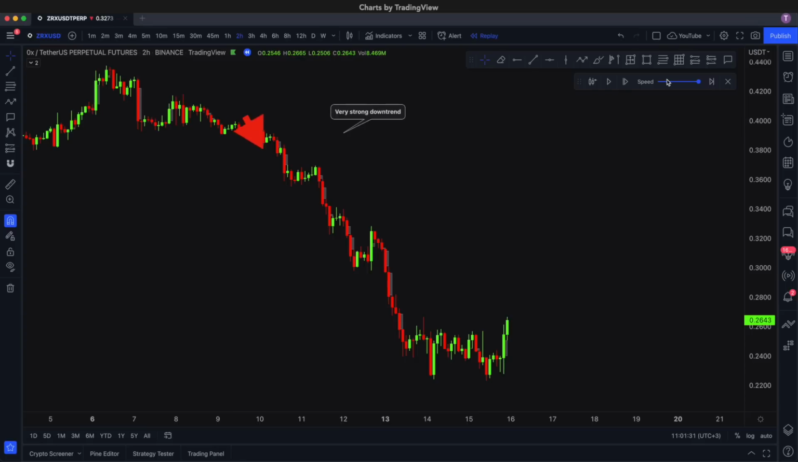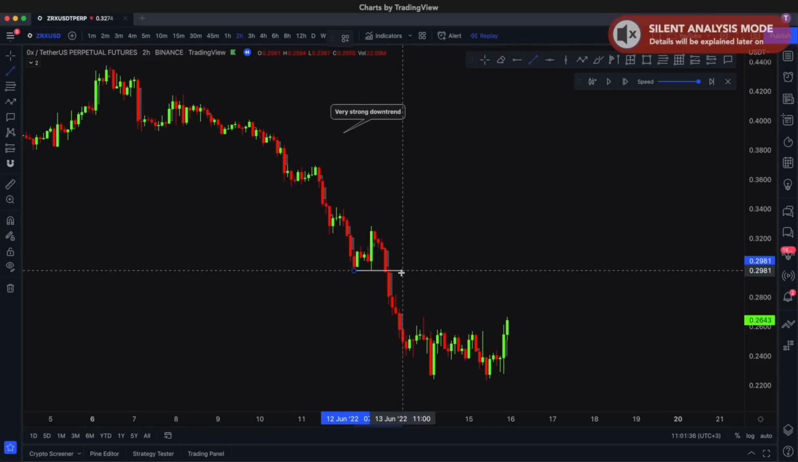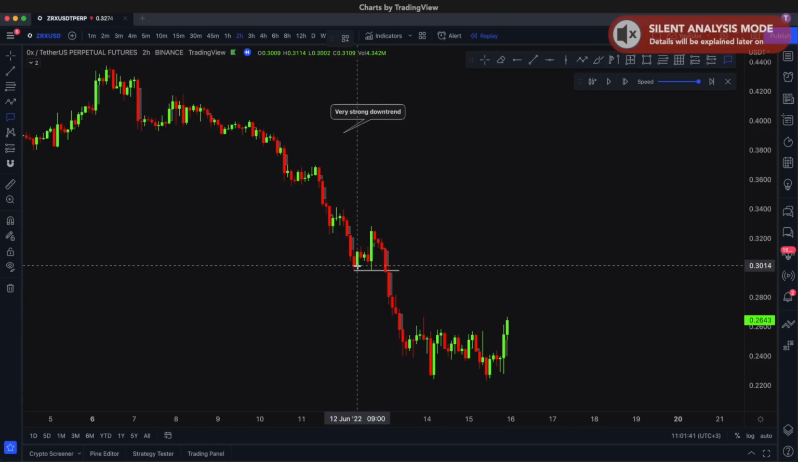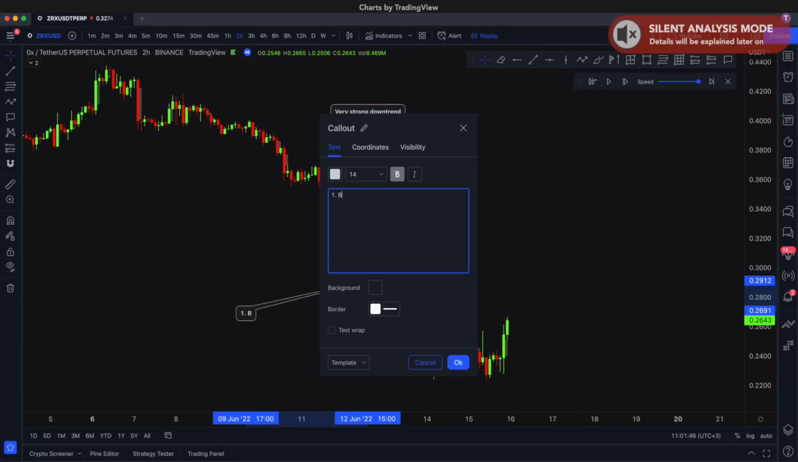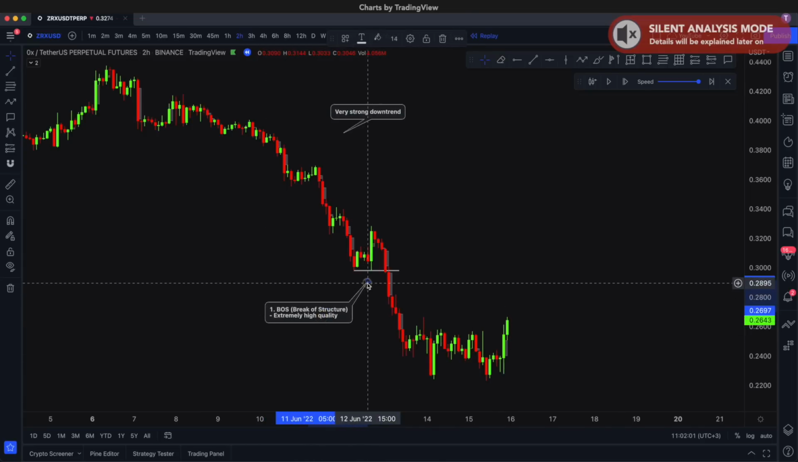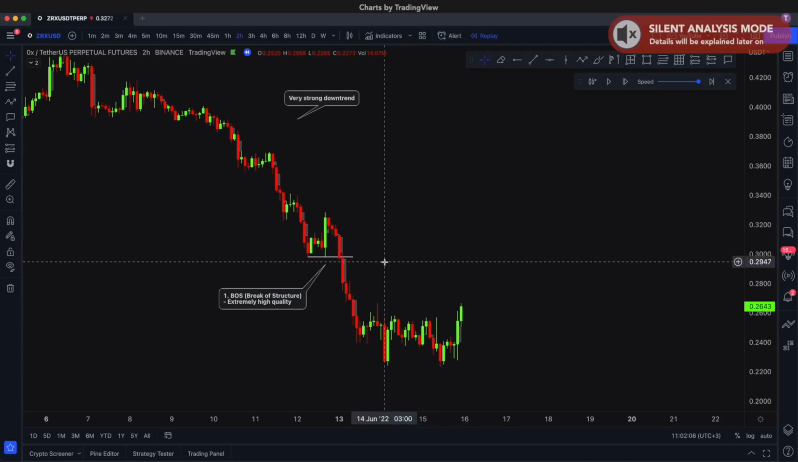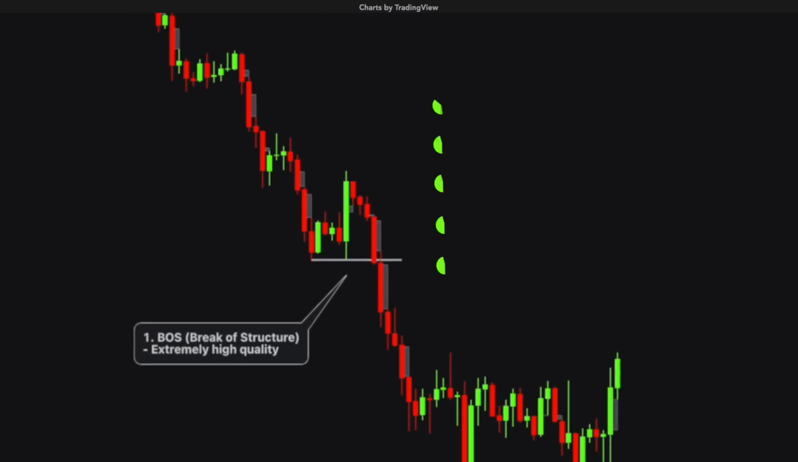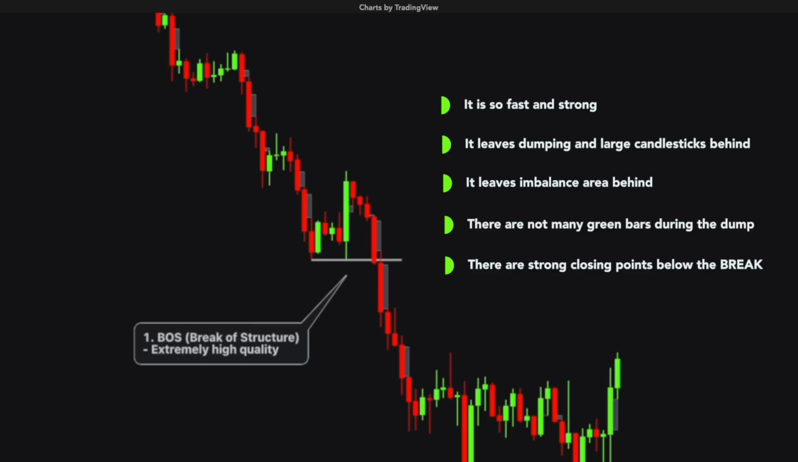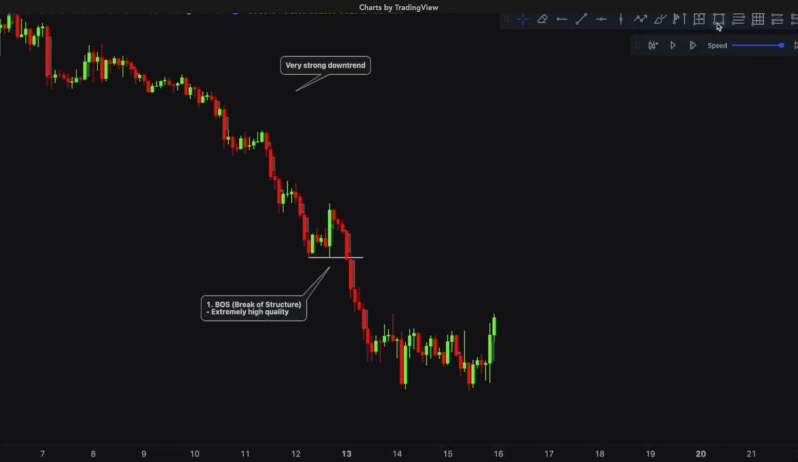As you can see, this asset is in a significant downtrend, making lower lows by making high quality breaks of structure. This is an extremely high quality break of structure. Giant red candlesticks, big imbalances, and very fast dumping movement.